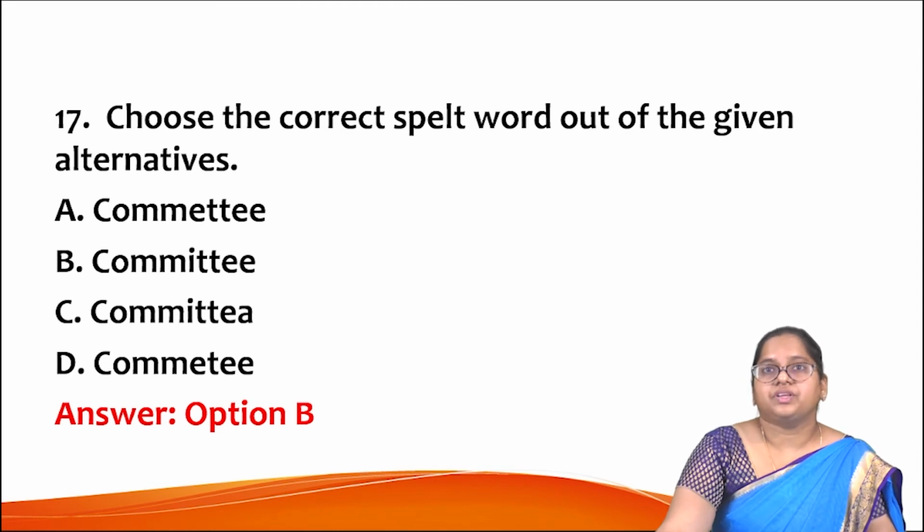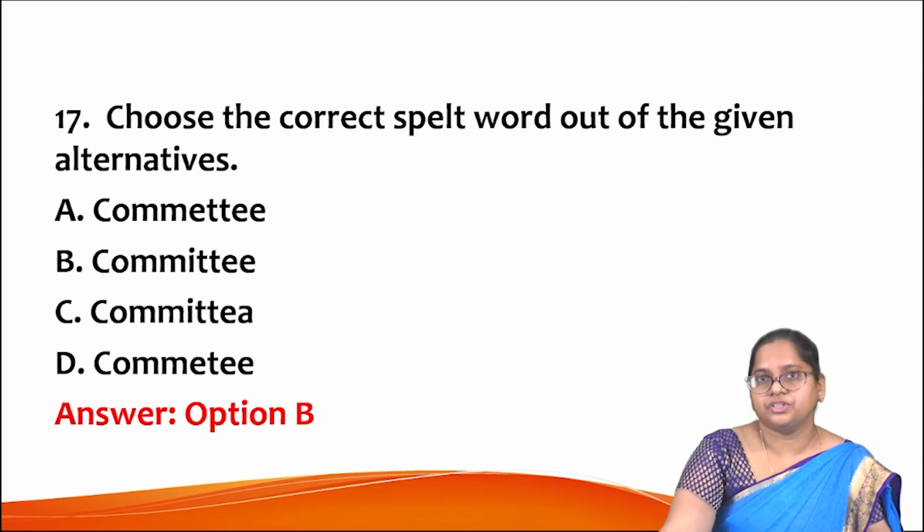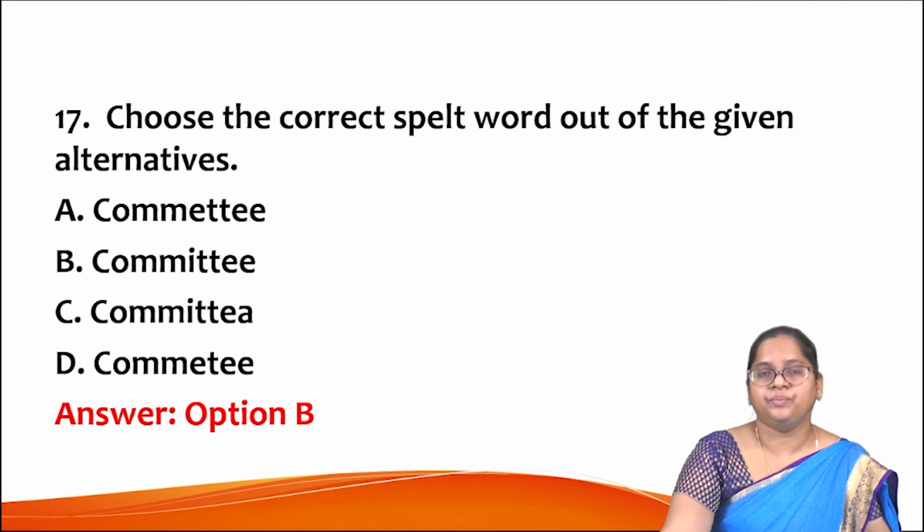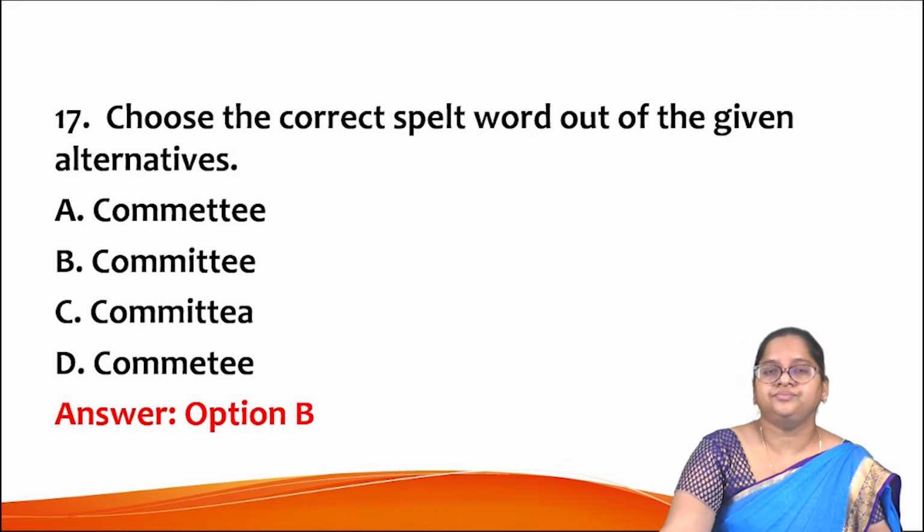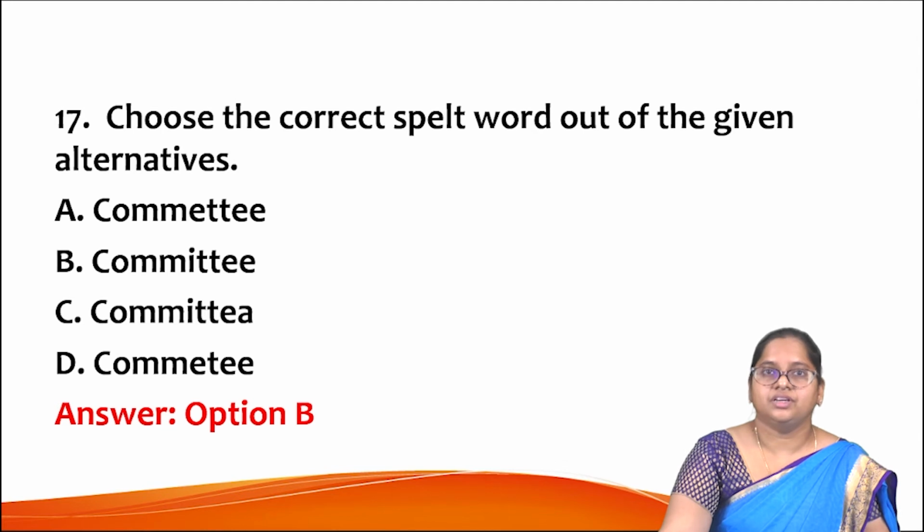17th question. Choose the correct spelled word out of the given alternatives. Option A given. Committee. Commettee. Committee. C. Committea. D. Committee.